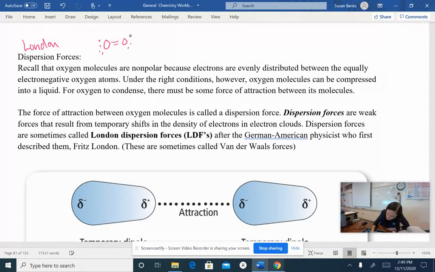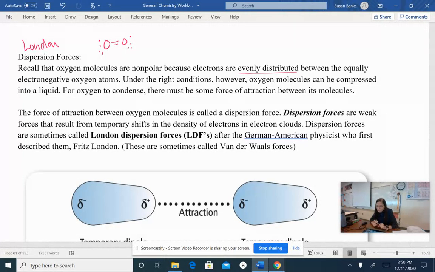Recall that when we did oxygen, our Lewis structure for oxygen was this, right? We had 2 lone pairs on each oxygen and a double bond. And we said that this was nonpolar because oxygen has the same electronegativity as the other oxygen. So those electrons are going to be shared evenly.